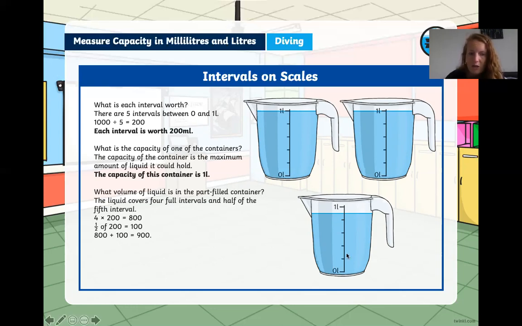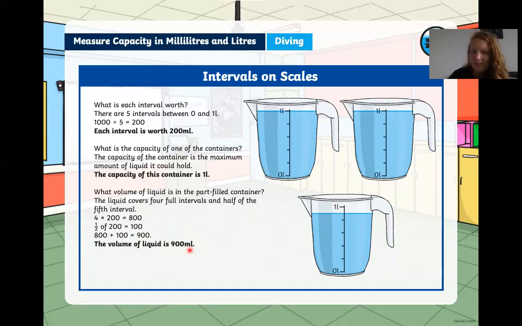So we know that each interval is worth 200. We found that out because 1,000 divided by 5 is 200. So let's check. That would be 200, 400, 600, 800. So it's between 800 and 1,000 milliliters. And I would say it's about halfway there. So 800, 900. And they're agreeing with me. So 900, not liters, milliliters. Well done. This one's a bit trickier because we're having to convert that. All right, then there we go, 900 milliliters.